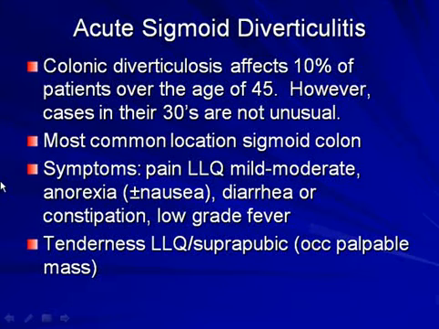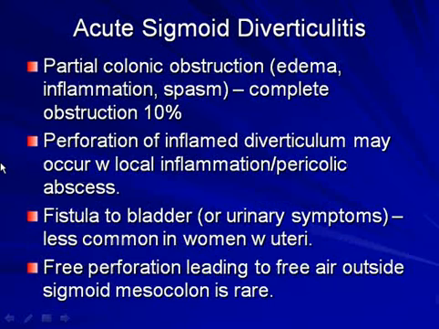Typically, the tenderness is in the left lower quadrant or suprapubic region. Occasionally, one can actually feel a palpable mass. Acute sigmoid diverticulitis may result in partial colonic obstruction due to the edema and spasm. Rarely, one may present with complete intestinal obstruction.